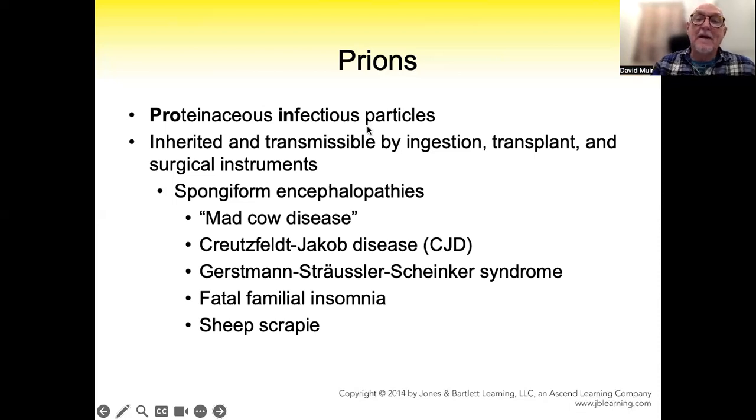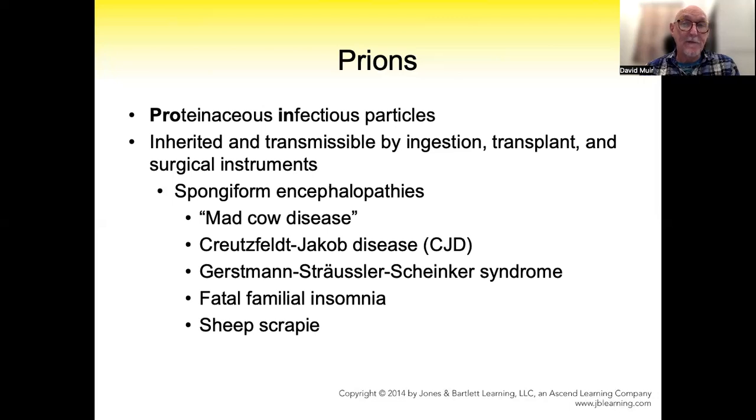And they are extremely dangerous. They are inherited, and they're also transmissible. You can get them by eating food with prions in them. And then you can also be infected with them if you, for instance, get a transplant, or surgical instruments have been used on somebody with the prions and then used on you.